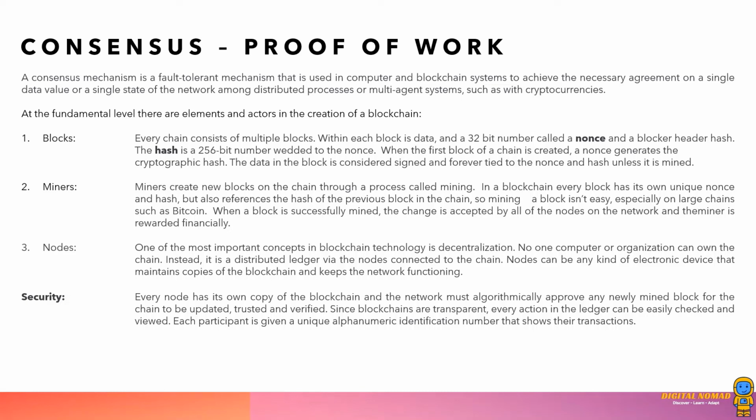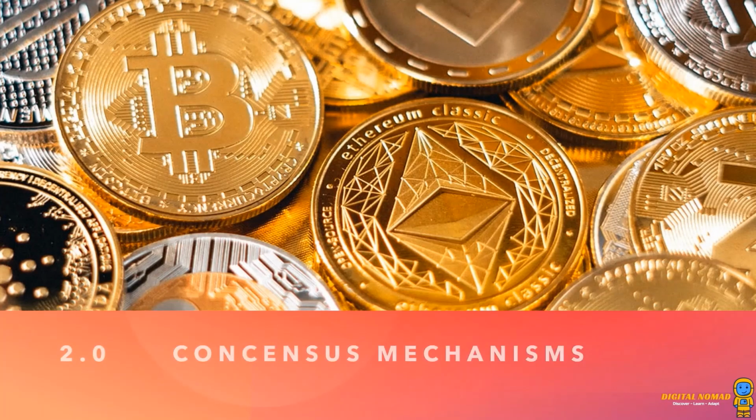Since blockchains are transparent, every action in the ledger can be easily checked and viewed. Each participant is given a unique alphanumeric identification number that shows their transactions. In this video we have presented fundamental concepts of blockchain technology. Next time we will showcase consensus mechanisms and highlight key differences between proof of work, proof of stake and proof of history.